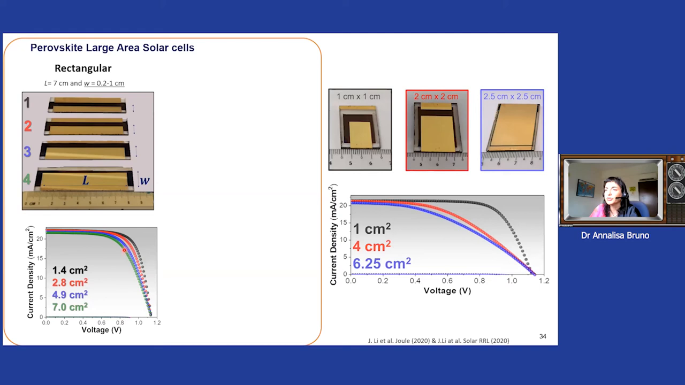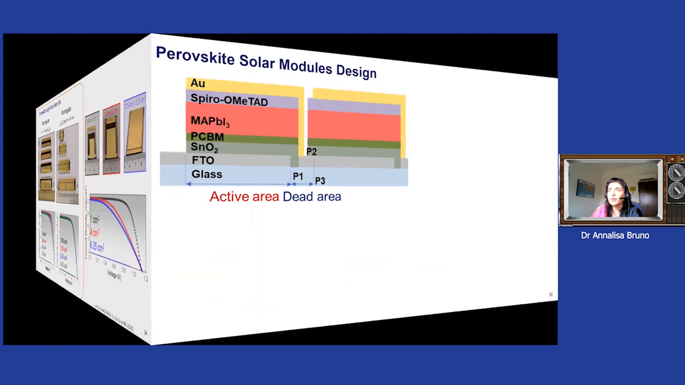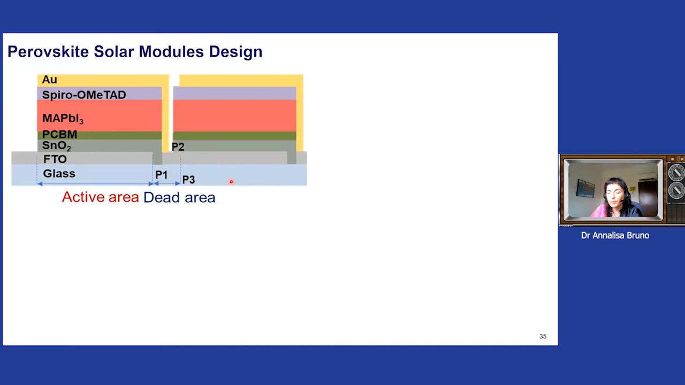So this is even more promising if we do the other way around. We fix the width of the cells to a value that gives us small losses on the fill factor, and we just change the length of the device. So we are able in a rectangular shape to obtain cells that have no losses when we scale them up. So this is the base that allows us to design mini modules. So a mini module is a connection of solar cells one after the other, so they are series connected. And this is an example.